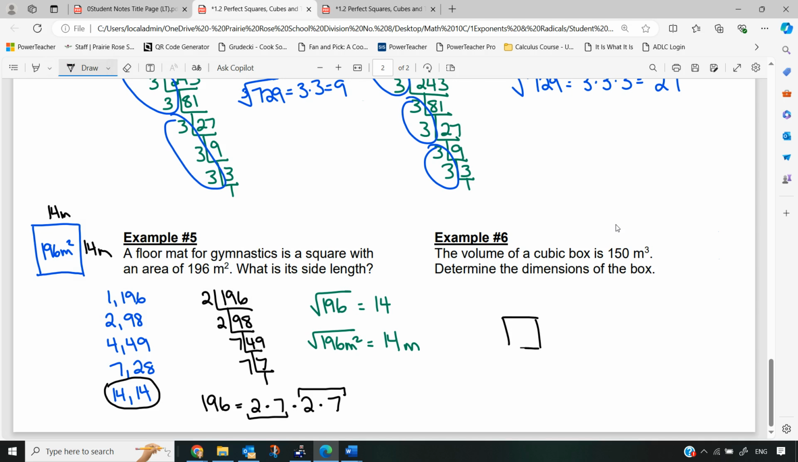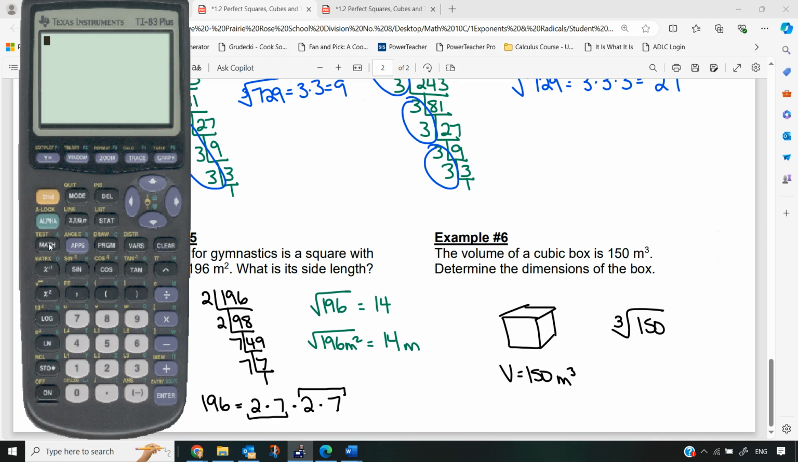So again, if I'm talking about volume, I'm looking at a cube. My side lengths are identical. So I've got V equals 150 meters cubed. And in order to find the side length, I would have to take the cube root. So if I have the volume of a cube, I'm taking the cube root to find the side length. If I have the area of a square, I'm taking the square root to find the side length.